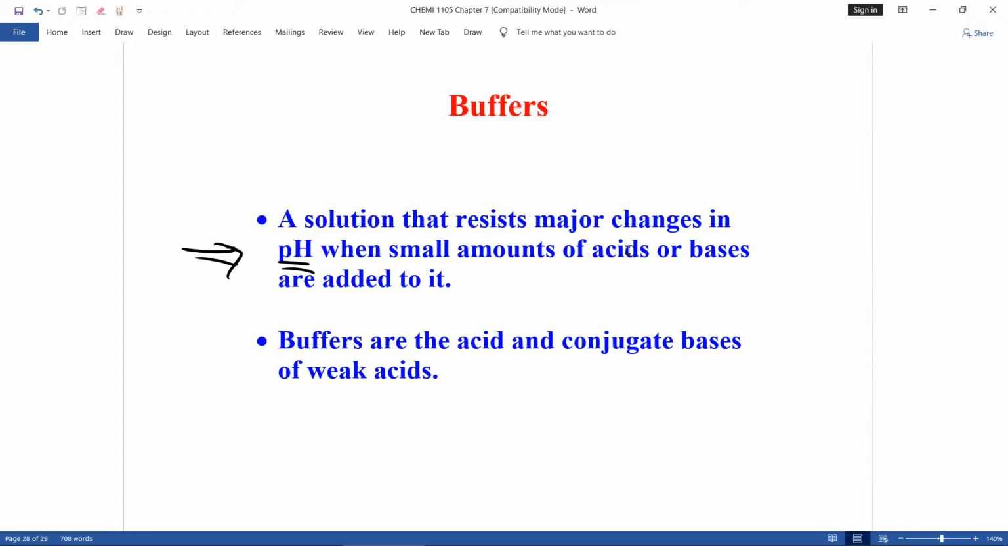You should know this. Hint, a buffer is not the definition, but be able to apply it. A buffer is a solution that resists major changes in pH when small, and that's the key, small amounts of acid or base are added to it.